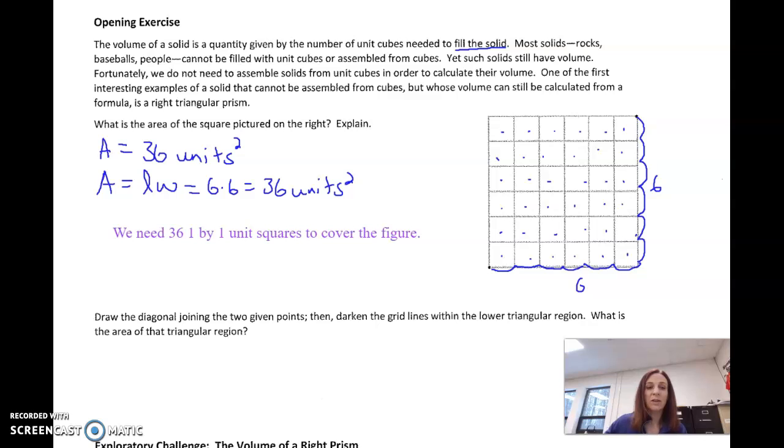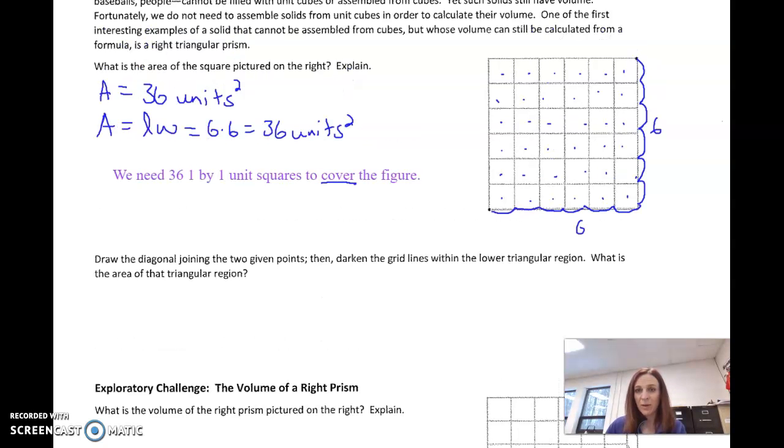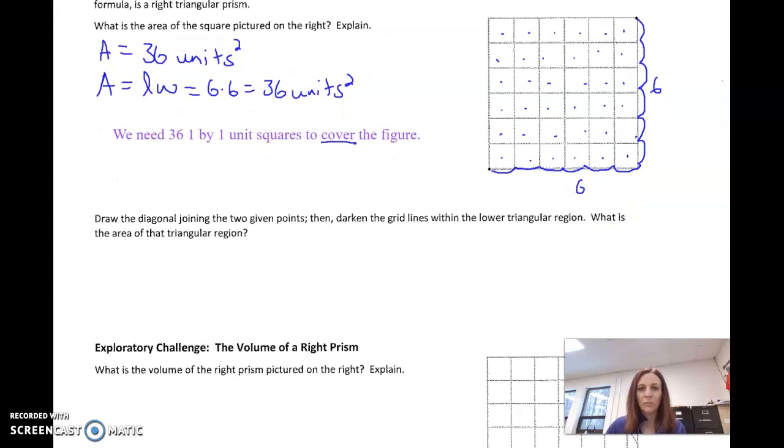And that's really our key word there, we want to make sure we are covering the figure. It's not how much room it takes up or how many cubes are needed to fill it. These are squares, and squares cover it. Now the next part says, draw a diagonal joining the two given points, right here and right here. So let's do that. And darken the grid lines within the lower region.